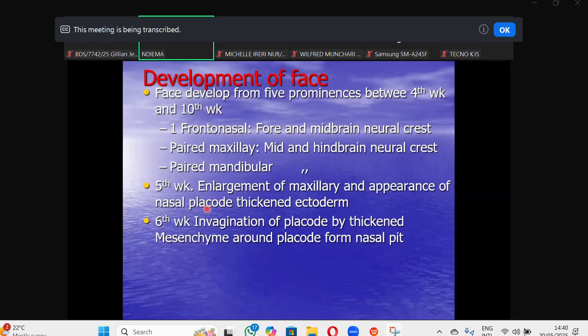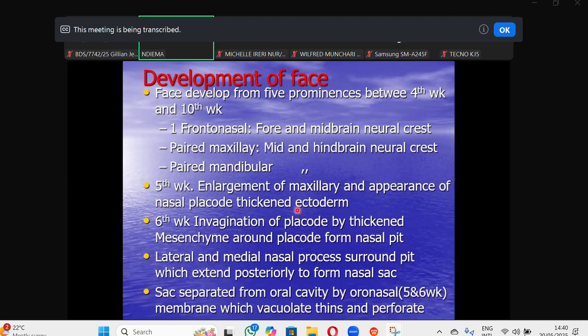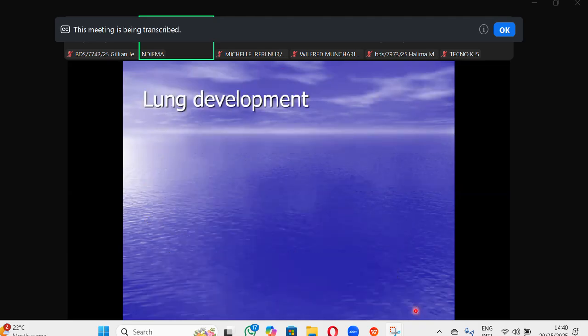So there's that invagination of the placode, thickened mesenchyme tissue forming the nasal pit, and then formation of medial and lateral nasal swellings. So this occurs, and eventually by the 6th week, vacuolation of the membrane, and by the 7th week, there is formation of the choanae. That is about the face and the nasal cavity.